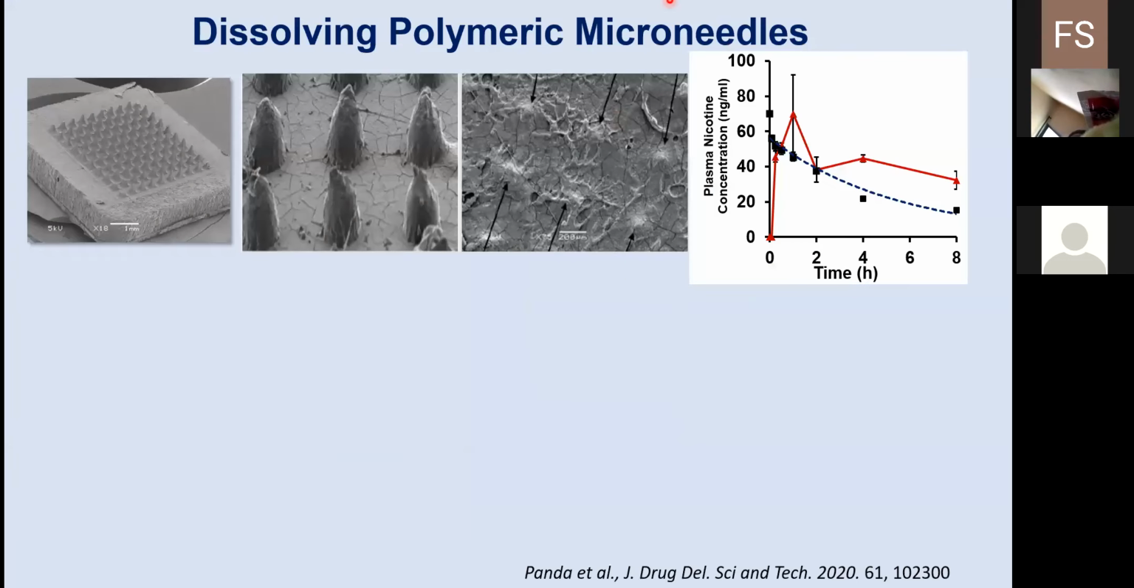For example, you see here, the first picture is of the array of microneedles. This array is about 0.5 square centimeter with about 100 microneedles present in it, and the drug loaded. And then when you insert them into the skin, after a few minutes, you see they deform and change shape.